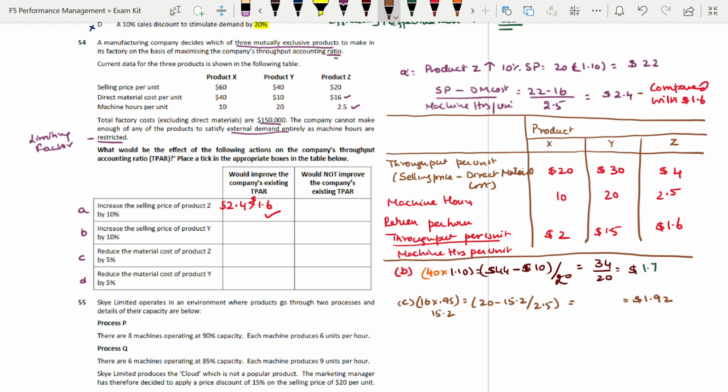Is it at 1.92? The first one is 1.6. Okay, 1.6. We have calculated 2.4. Compared with 1.6, it will improve the existing ratio. The second one is we have calculated product Y, 1.7. We have calculated 1.7.